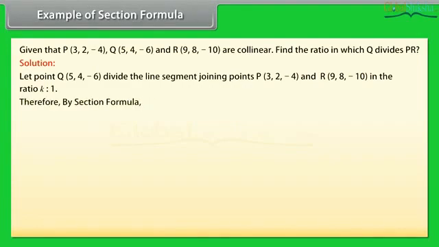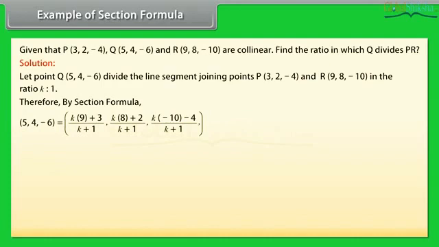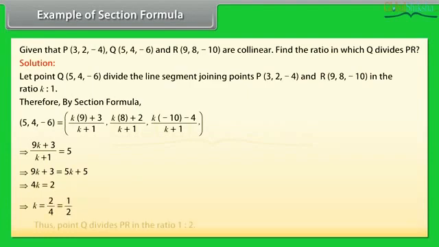Therefore, by using the section formula, we get (5, 4, -6) is equal to ((k into 9 plus 3) by (k plus 1), (k into 8 plus 2) by (k plus 1), (k into -10 minus 4) by (k plus 1)). On solving for k, we get k is equal to 1 by 2. Thus, point Q divides PR in the ratio 1:2.